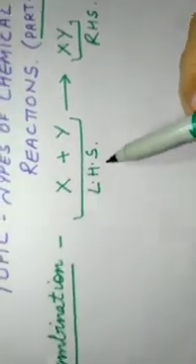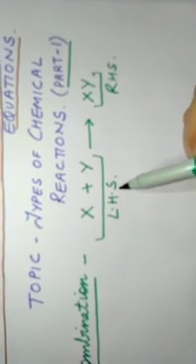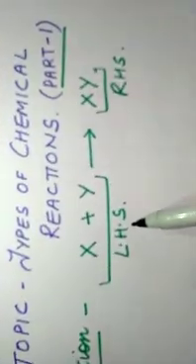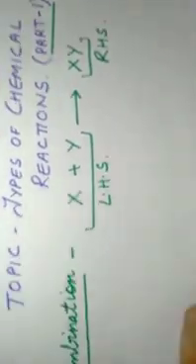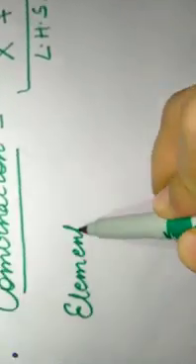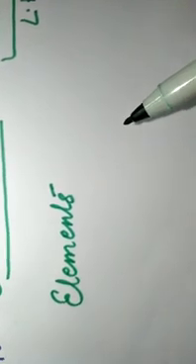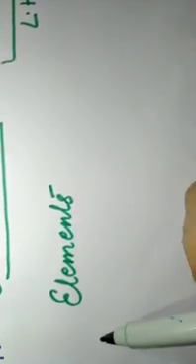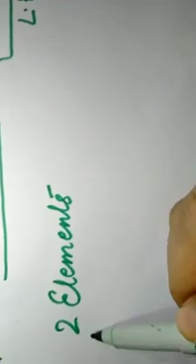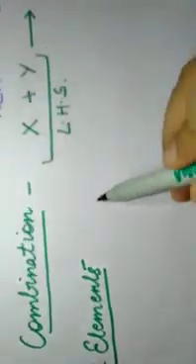So 2 or more reactants combine, and these reactants may be elements, or they may be compounds, or maybe one element and one compound. Let us see the first type, that is, when 2 elements combine, what is the reaction?